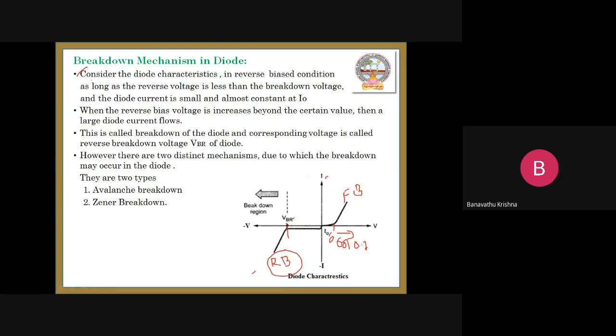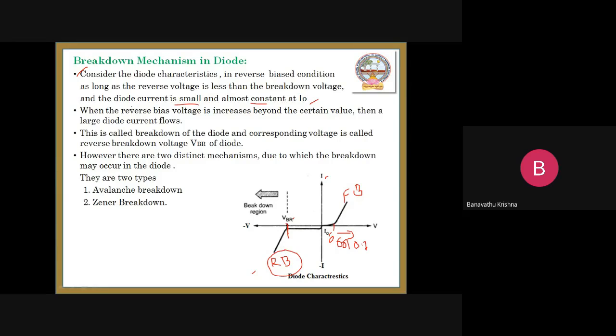Consider the diode characteristics in reverse bias condition as long as the reverse voltage is less than the breakdown voltage: the diode current is very small. This is the small current like this here. A very small amount of current is generated, and it is almost constant, not increasing. Up to this level it is not increasing; it maintains a constant value at I naught.